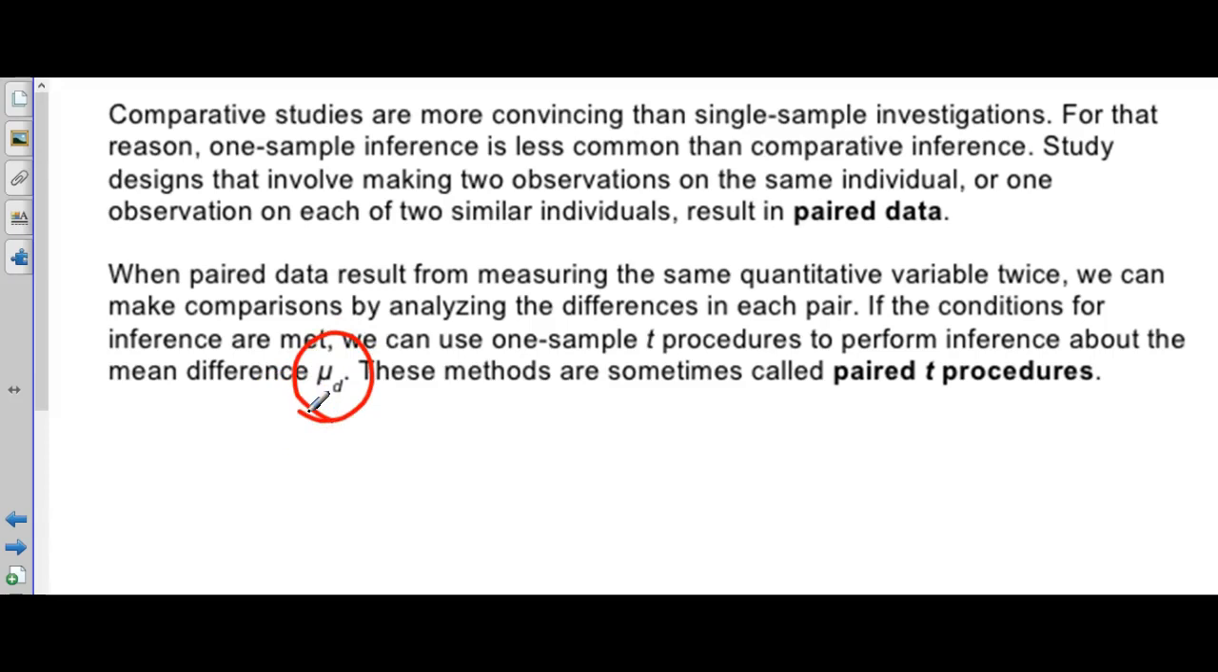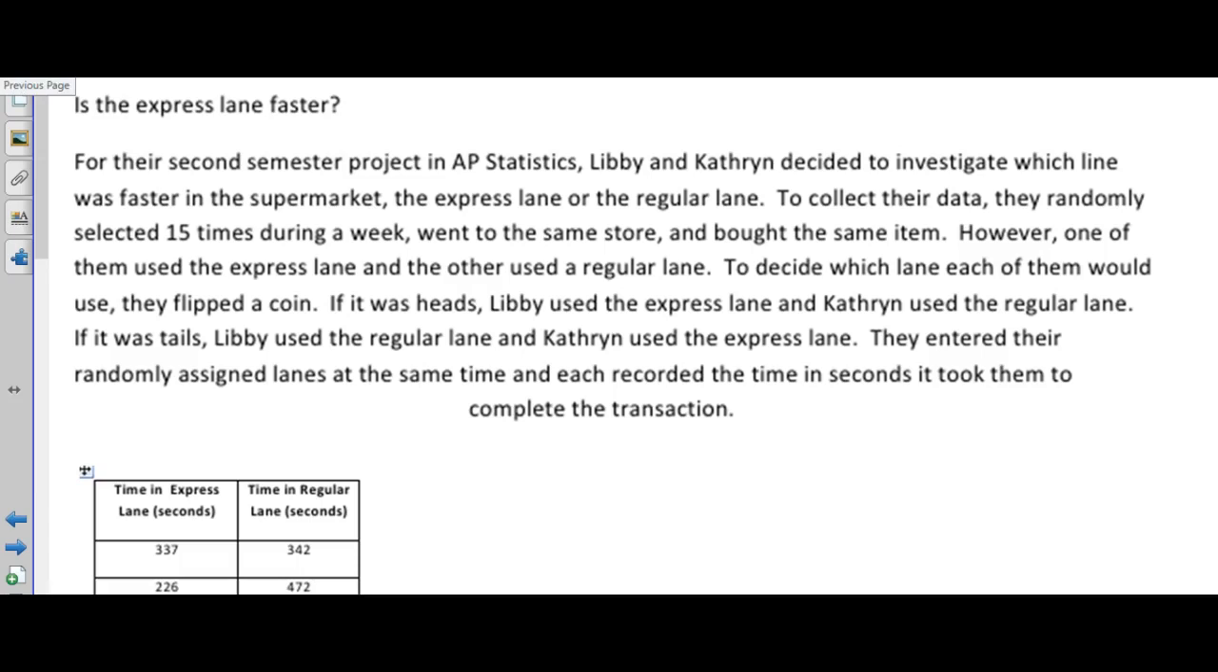So hopefully you've read this section in your book so that you have a better understanding of what paired data are, what paired t procedures are, but we're going to take a look at the following example. So is the express lane faster? For their second semester project in AP Statistics, these two students decided to investigate which line was faster in the supermarket, express lane or regular lane.